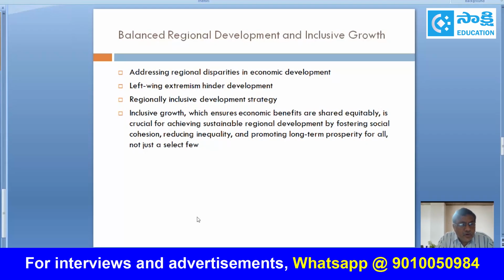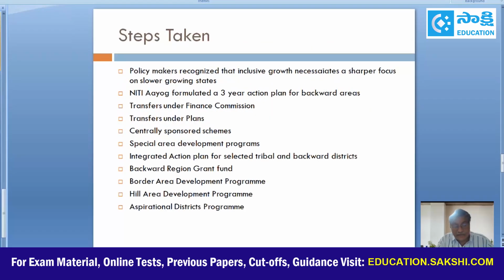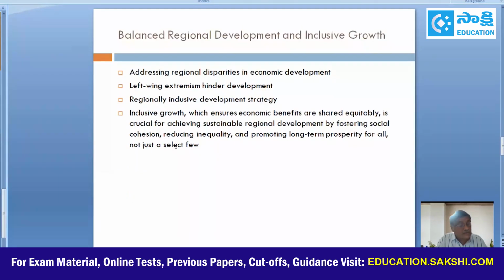For example, by focusing more on balanced regional development, by addressing regional imbalances, inclusive growth can be achieved by the economy. See, inclusive growth, which ensures the economic benefits are shared equitably, is crucial for achieving sustainable regional development by fostering social cohesion, reducing inequality, and promoting social development, and long-term prosperity for all, not just a select few.